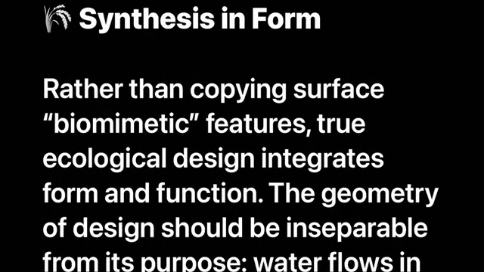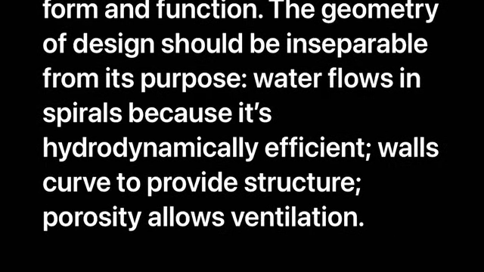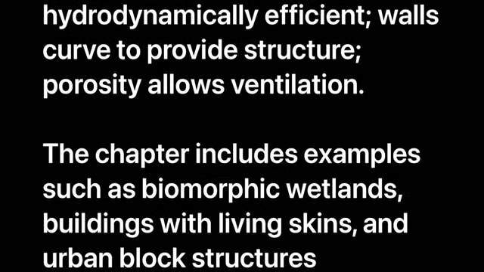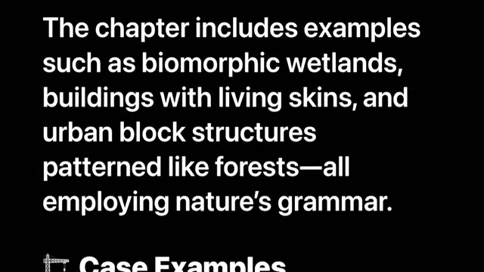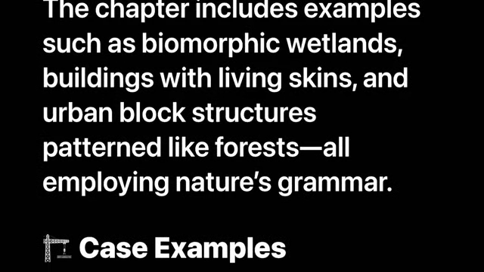Synthesis in form. Rather than copying surface biomimetic features, true ecological design integrates form and function. The geometry of design should be inseparable from its purpose. Water flows in spirals because it's hydrodynamically efficient. Walls curve to provide structure. Porosity allows ventilation. The chapter includes examples such as biomorphic wetlands, buildings with living skins, and urban block structures patterned like forests, all employing nature's grammar.